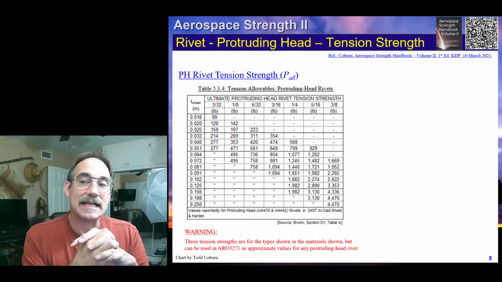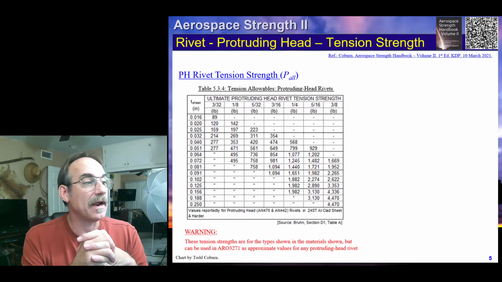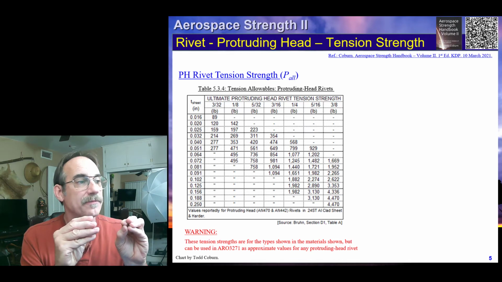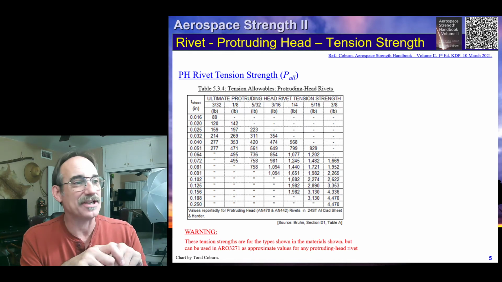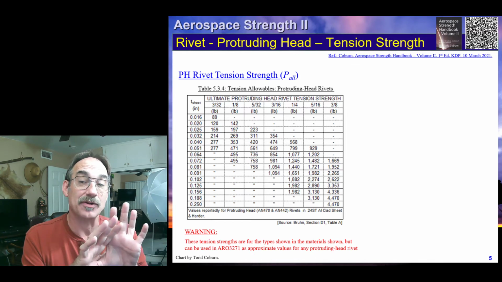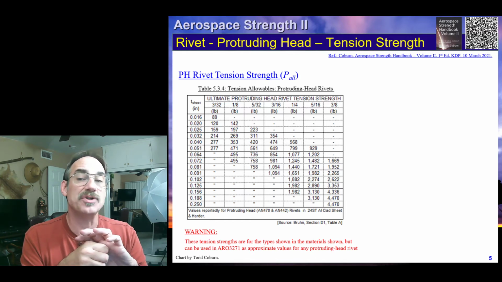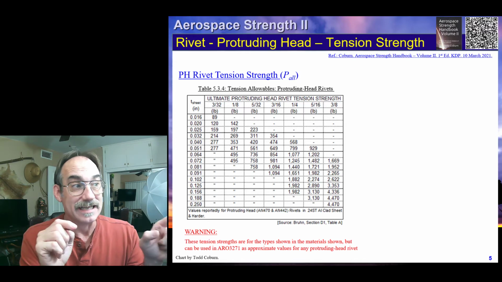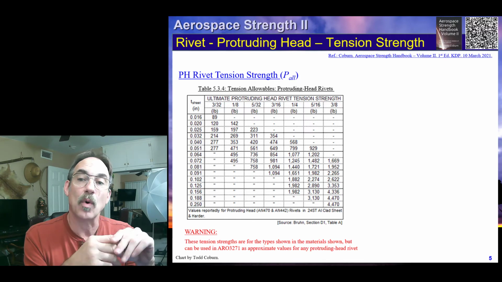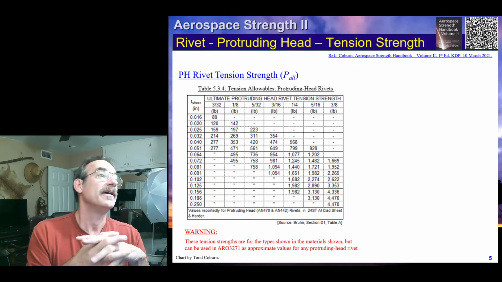Now, Bruhn has a set of values in his text, and that's what I'm reporting here, values from there. And you'll notice that this table gives protruding head strengths for a certain type of rivet and a certain kind of material. For our class, 3271, we will use these values for whatever we find. And in industry, you can do the same. Of course, if you're in industry, what you could do to have a little better number is to start with the values here, and then you can factor that value up or down based on the strength of whatever rivets you have or whatever sheets you have installed.